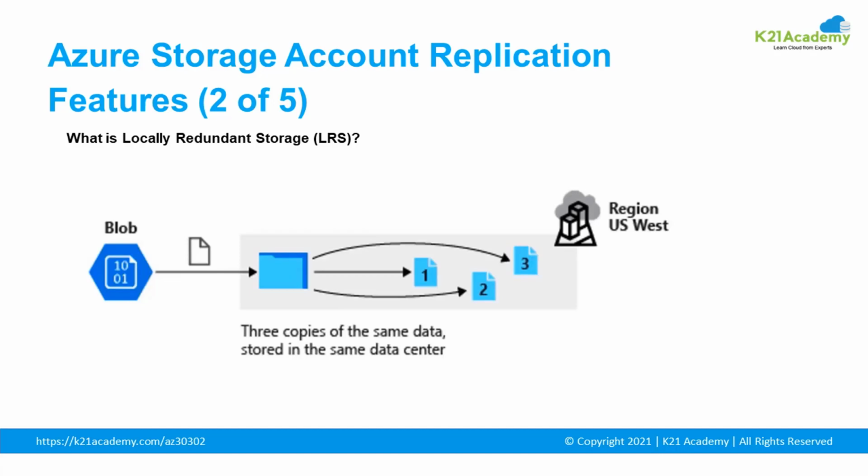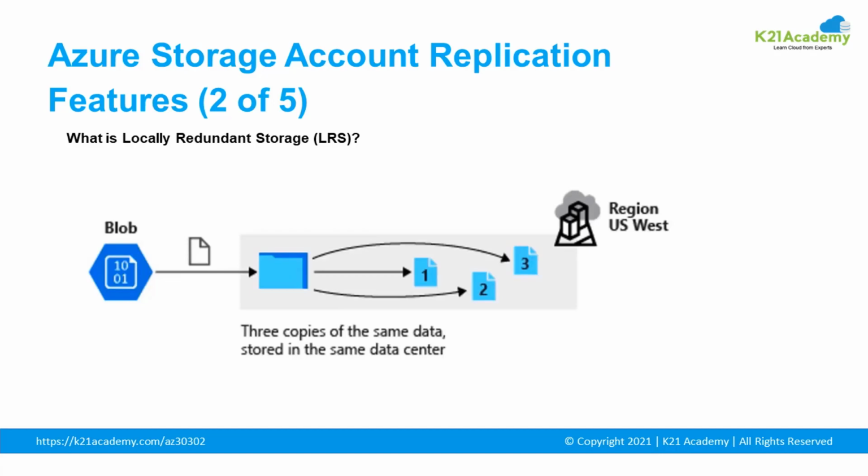LRS is the least expensive replication option available. It also offers least durability because you can potentially lose all your data if a data center outage occurs. I mean, this again depends upon the severity of the outage. It's not like if something happens on the data center, your data is lost, but it depends upon how severely this is affecting the storage, then that will cause some issues.